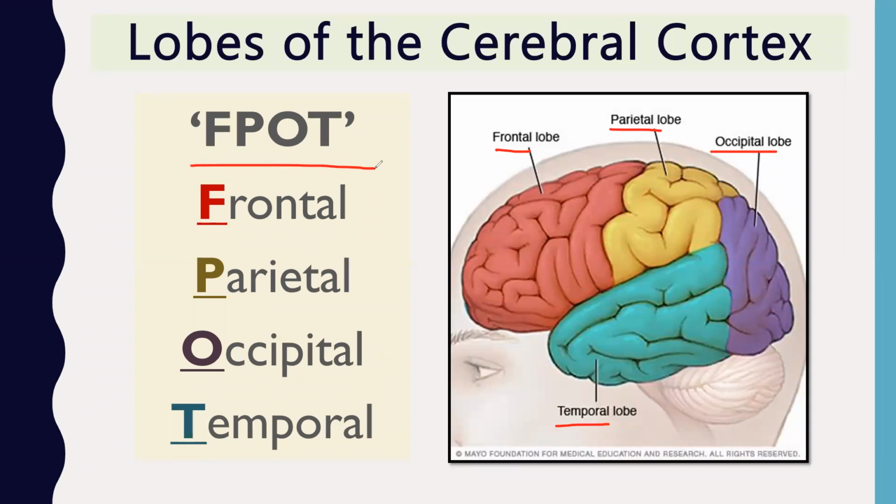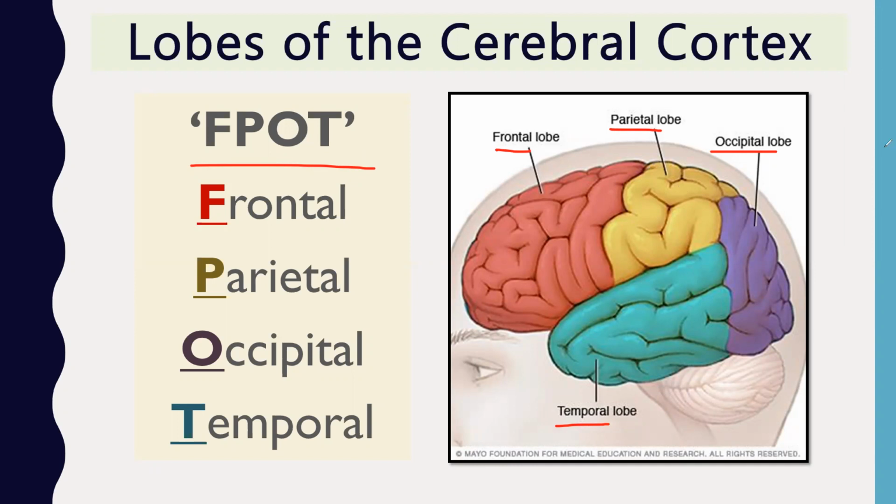Okay, so the frontal lobe of the brain is called the frontal lobe because it's right at the front of your head. In fact, if you feel your forehead, literally just behind your forehead, that's where your frontal lobe is. Okay, your parietal lobe is literally at the top of your head. So if you feel the top of your head, your parietal lobe would be directly underneath that area.